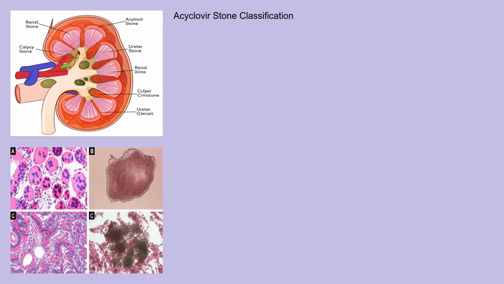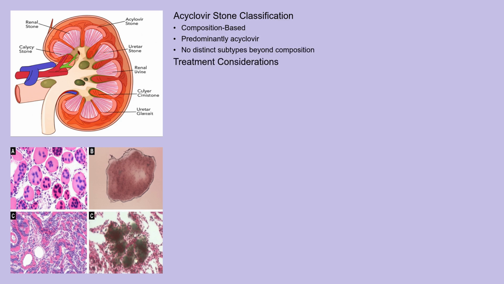Acyclovir stones are primarily classified based on their composition, which is predominantly Acyclovir. There aren't distinct subtypes beyond this chemical composition. The size and location of the stone is the more important factor when considering treatment.